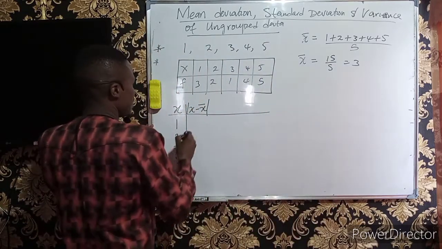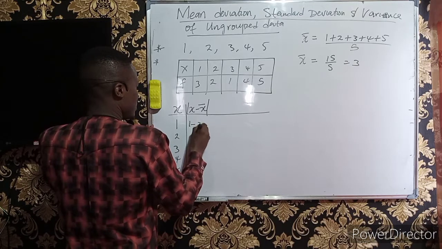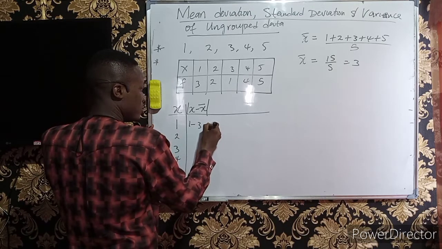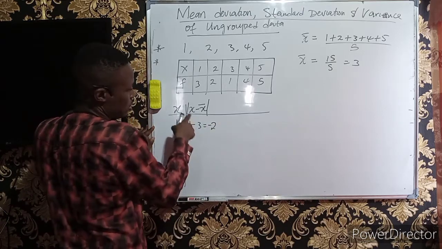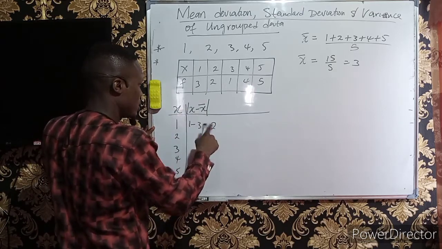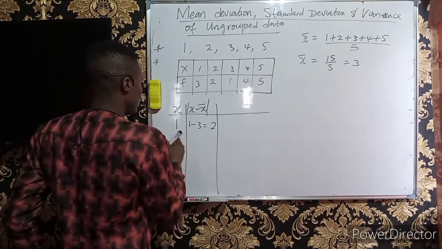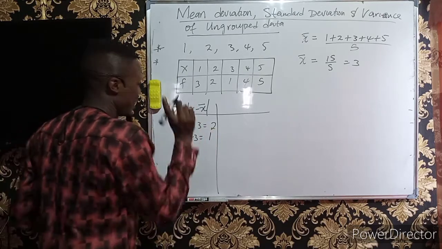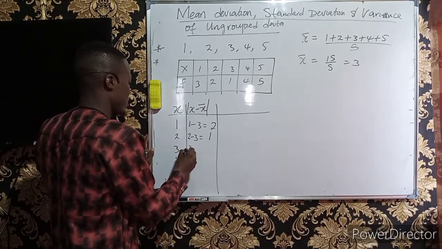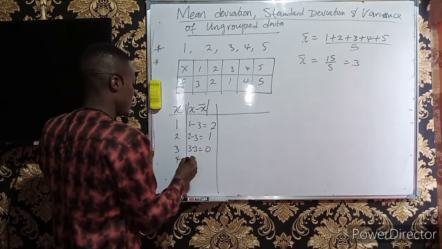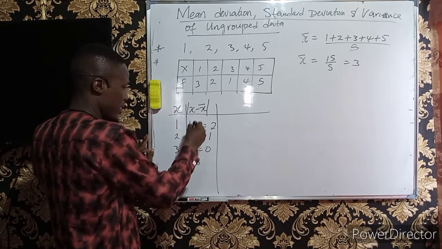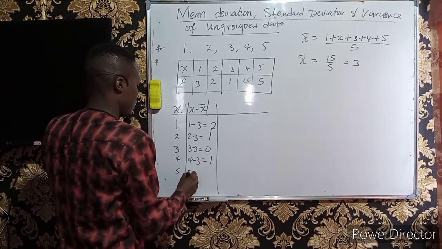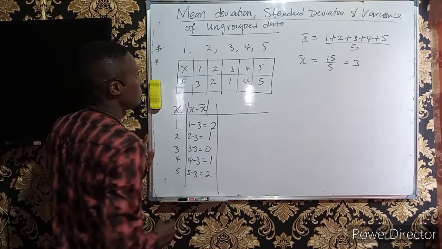So here I will call it 1 minus 3. This will give me minus 2, but because of the absolute value, I will take it as 2. 2 minus 3 should be minus 1, but I'm taking the absolute value, so neglect negative signs. 3 minus 3 will give me 0. 4 minus 3, I'm using minus 3 because x bar is 3. This is 1. 5 minus 3 will give me 2.